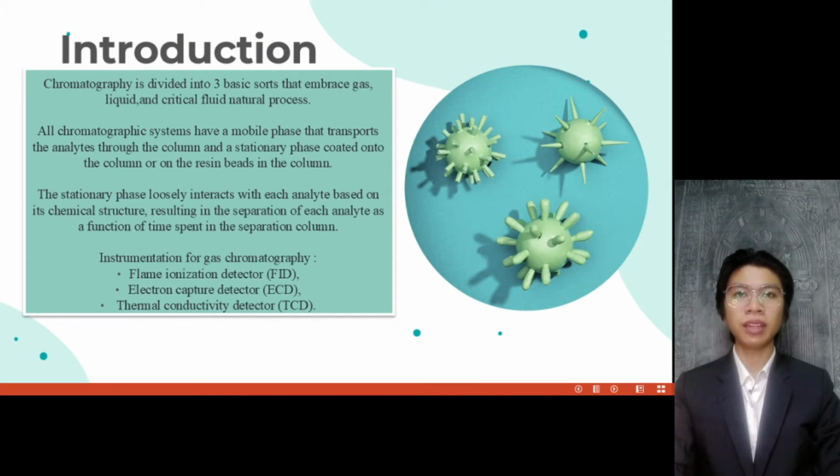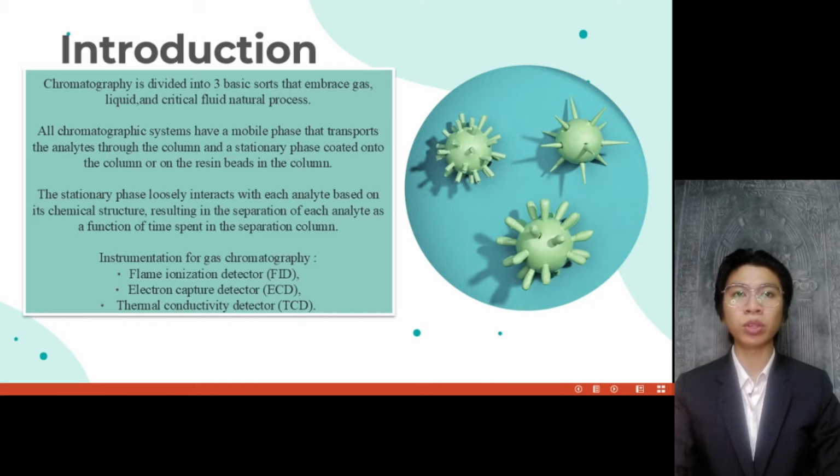Introduction. Analytical chemists have few tools as powerful as chromatography to measure distinct analytes in complex samples. The ability of chromatography comes from its ability to separate a mix of compounds or analytes and determine their identity, chemical structure and concentration. Chromatography is divided into three basic types that include gas, liquid, and supercritical fluid chromatography.